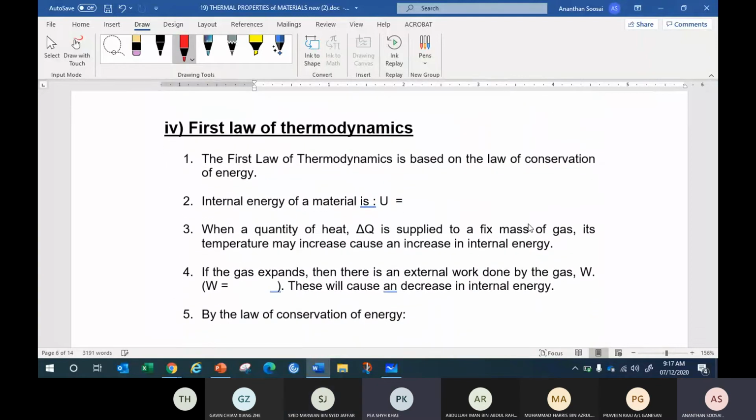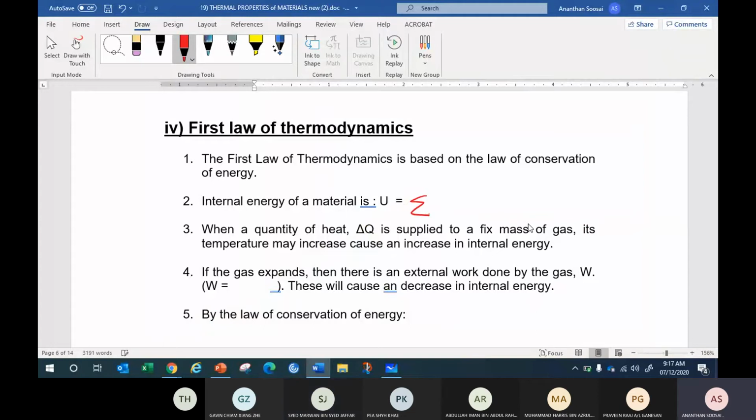Then we talk about the first law of thermodynamics. The internal energy of the material is U equals to, write again the formula. What is that? The sum of EK plus EP. Then number three, when a quantity of heat is applied to a fixed mass of gas, its temperature may increase, causing an increase in internal energy.